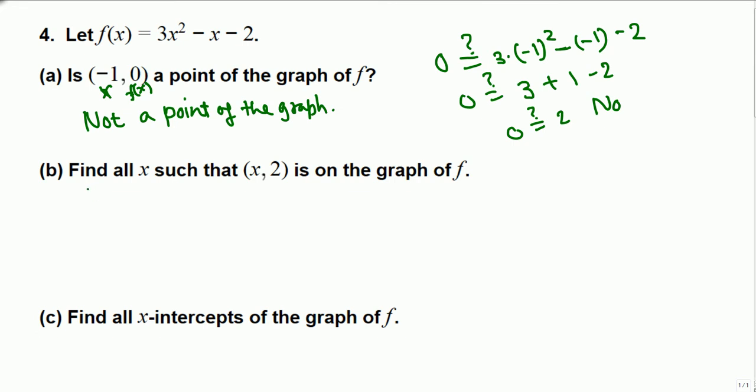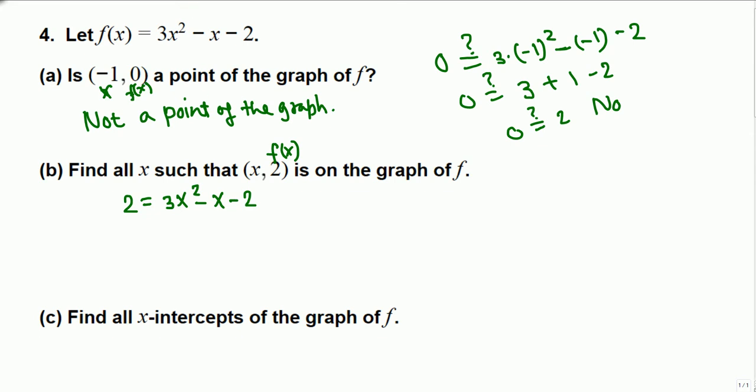Okay, let's move on to the second question. Find all x values such that (x, 2) is on the graph of f. So this is the x value, this is the corresponding y value, or y means f(x), same thing. So we plug in f(x) equals 2 into this original equation and find x. So f(x) is given as 2, equals 3 times x squared minus x minus 2. Let's solve this equation for x.